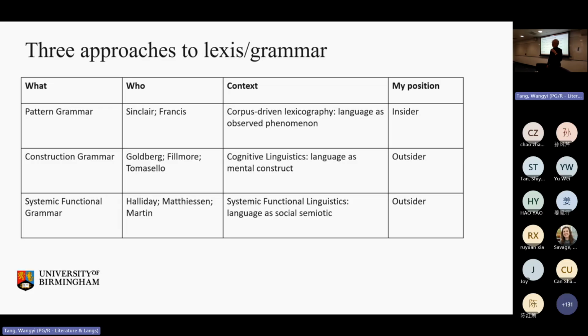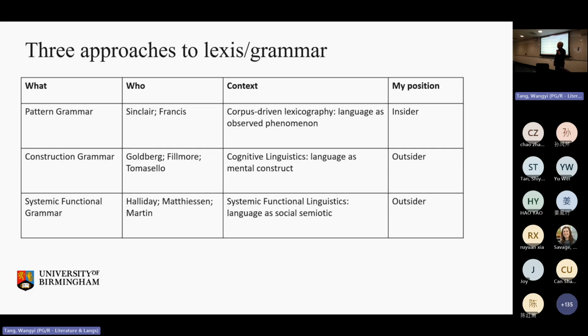So a few notes on those, mainly to say that pattern grammar is kind of no theory at all, really. It is language as an observed phenomenon. Construction grammar comes from cognitive linguistics, which means that it views language as a mental phenomenon. The job of the grammarian is to work out what's going on in the head, if you're a construction grammarian. Systemic functional grammar sees language as a social phenomenon, not so much interested in what's going on in the head, but in what's going on in society.